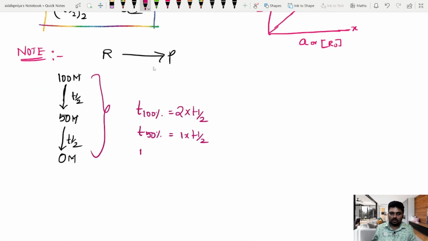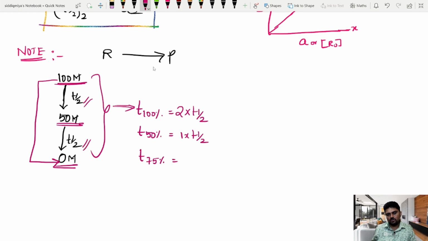Now, time taken for 75% is equal to what? Just think. Okay, it is completing symmetrically. First, 100 molar becomes 50 within 1 T half. In another T half it becomes 0 directly. So from 100 to 0 it is completing, that is 100 percentage. That's why we have taken 100 percentage as 1 T half and another T half, 2 T half, as we have written.